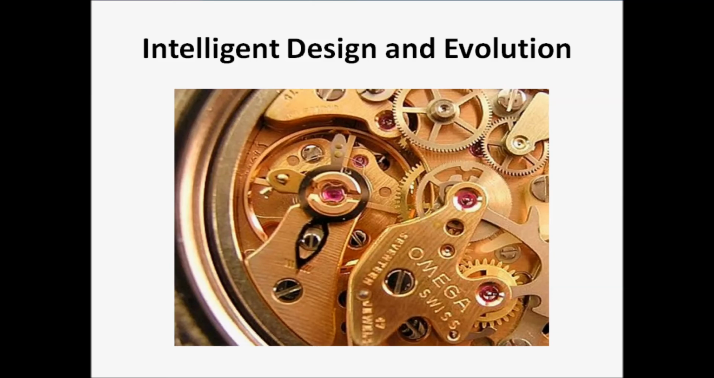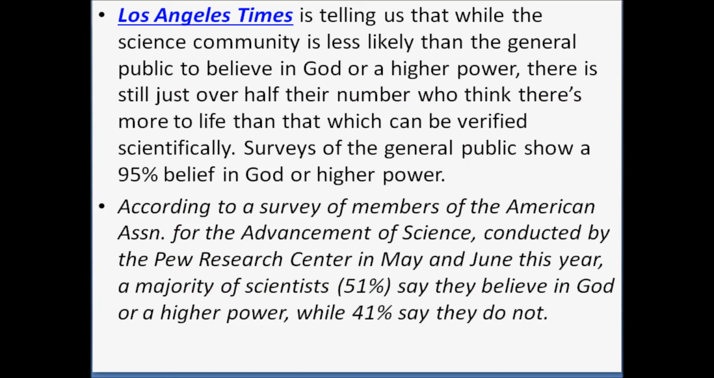The Los Angeles Times is telling us that while the science community is less likely than the general public to believe in God or a higher power, there is still just over half who think there is more to life than can be verified scientifically. A survey of the general public shows that 95% believe in God or a higher power. According to a Pew Research Center survey of members of the American Association for the Advancement of Science, conducted in May and June this year, a majority of scientists, 51%, say they believe in intelligent design, while 41% do not. So it's just another theory that a lot of people believe in.